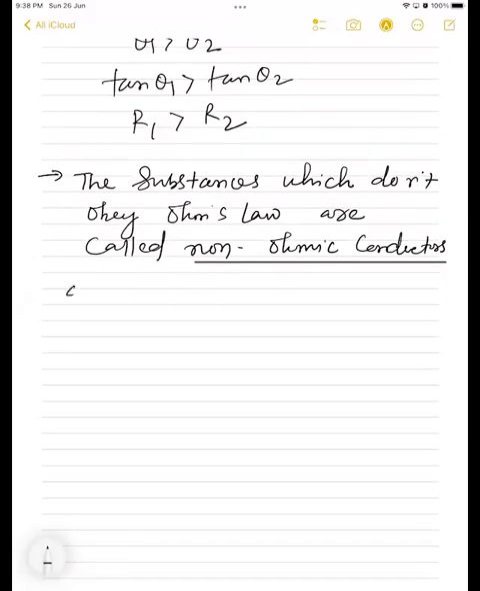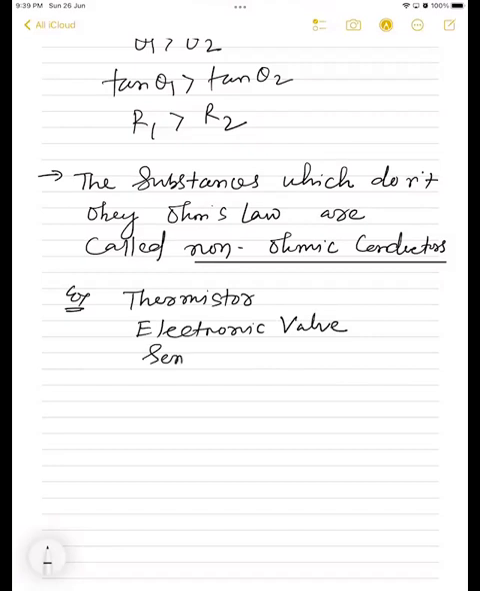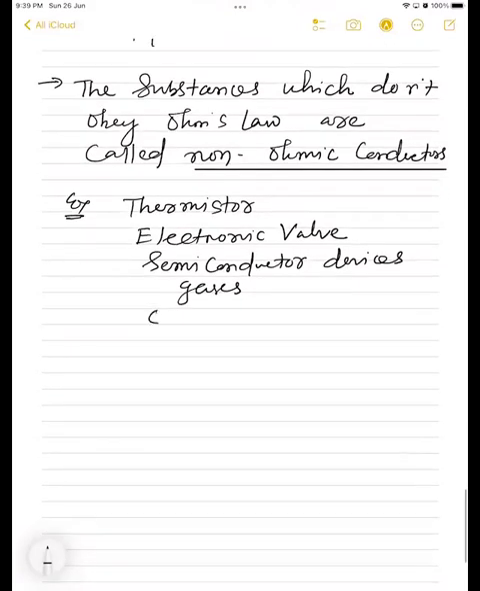So for example, students, we'll be doing the graphs of those, and you will be learning about them in your higher classes. Here also thermistors, thermal resistors, right? With the increase in temperature, the resistance varies. There is a device, the thermistor, right? Electronic valve, semiconductor devices, gases, crystal rectifier, right?